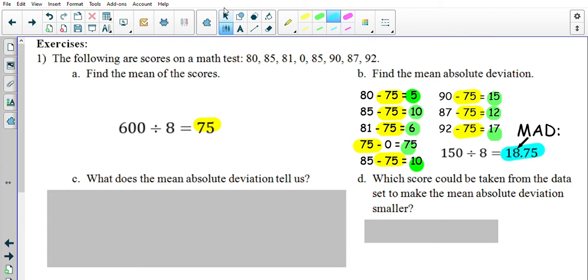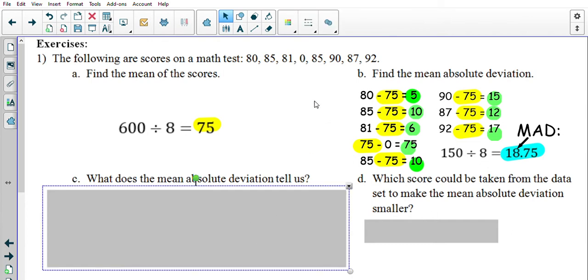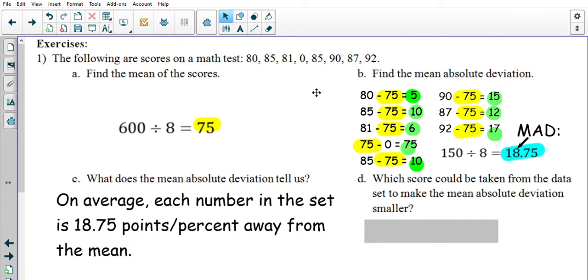Let's talk about what the mean absolute deviation tells us or what it means. This isn't something that a novice or someone who doesn't really work with statistics on a regular basis is going to use, but someone who does work with statistics and analyzing data will certainly use the mean absolute deviation. Because what this number tells us is that on average, each number in the set, each test score, is 18.75 points or percent away from the mean. That's a pretty significant amount. I mean, a lot of times those numbers will be closer to the mean. And we'll talk a little bit about what causes that in part D.